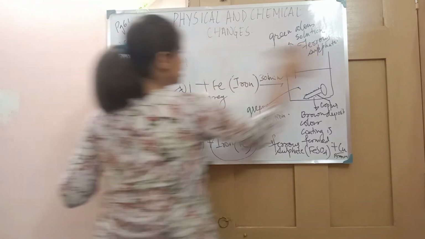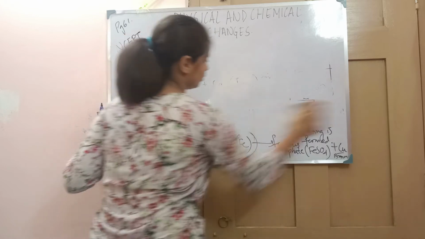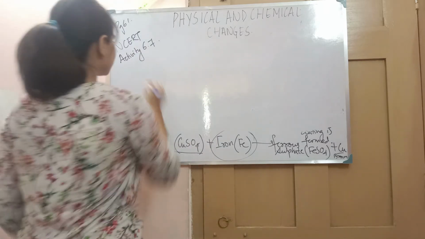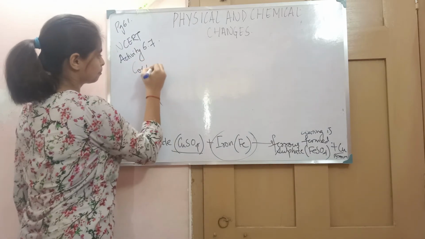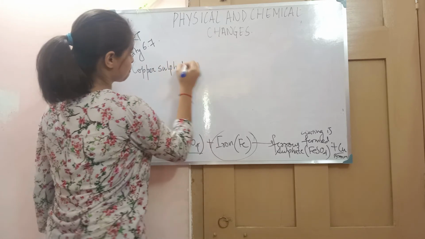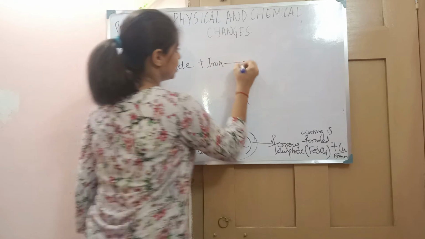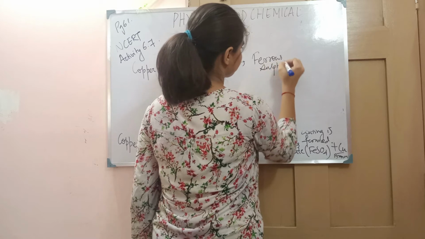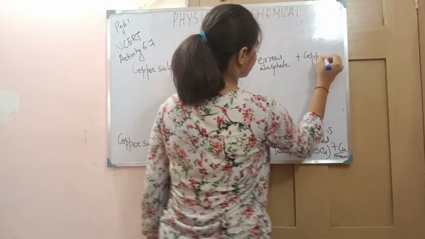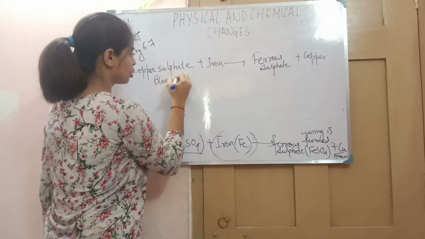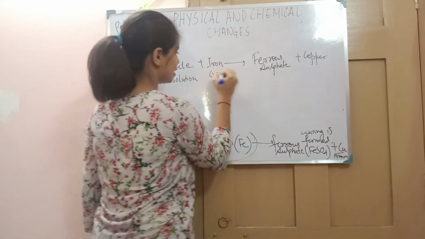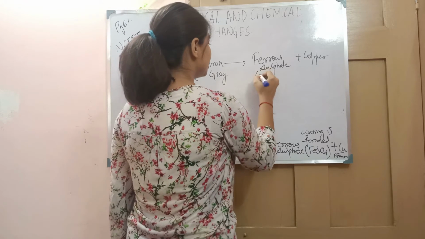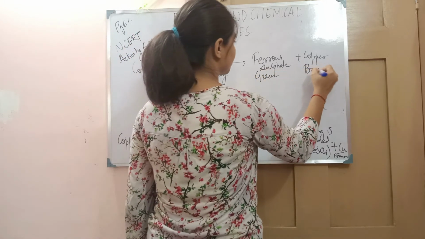So let's see what is actually happening. Let's summarize it. First it is copper sulfate plus iron, giving ferrous sulfate and copper. It was a blue color solution and grey iron. After the reaction, after keeping it for a long time, you see a green color and a brown color.